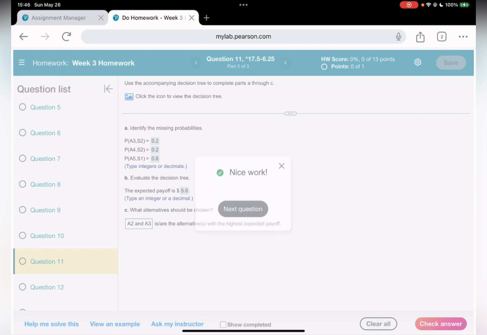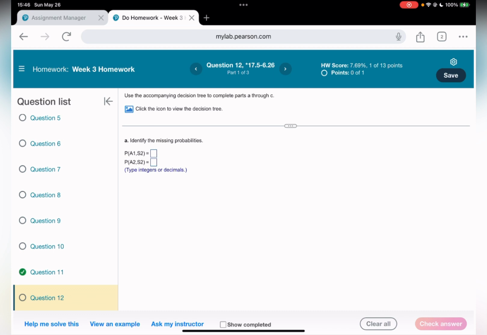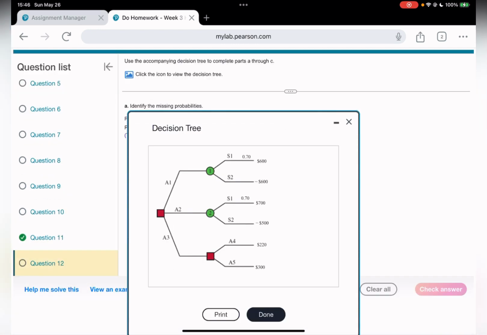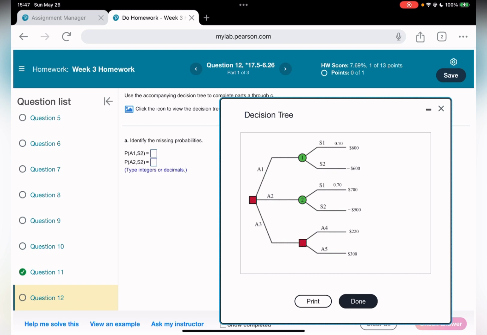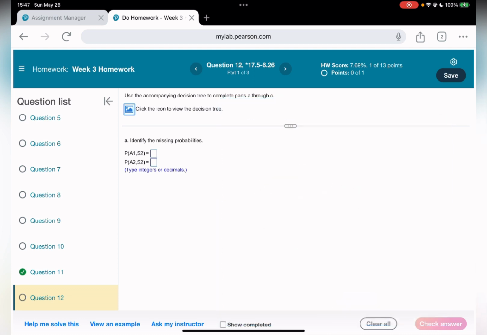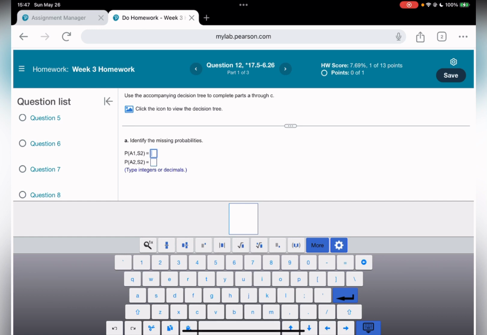Very good. Moving to question number 12. Question number 12 is the same way, so let me solve it real quick. So what do we have? A1, S2, we have 0.7, 0.3. So S2 is 0.3, A2 is going to be 0.7, 0.3. Both of them are going to be 0.3, because it's given 0.7, the remainder is 0.3.